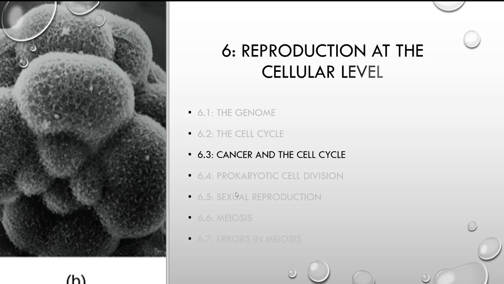So in this section of our textbook, we're going to get into cancer and the cell cycle. We've already learned about the cell cycle, so we're going to talk about how errors can occur, which can lead to uncontrolled cellular division, which leads to cancer.